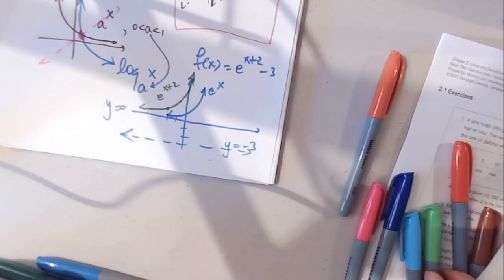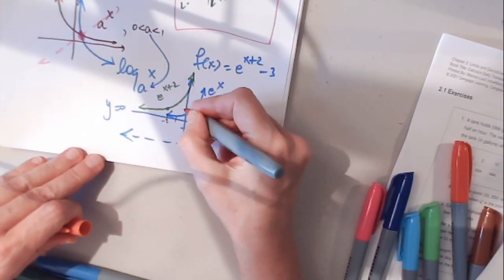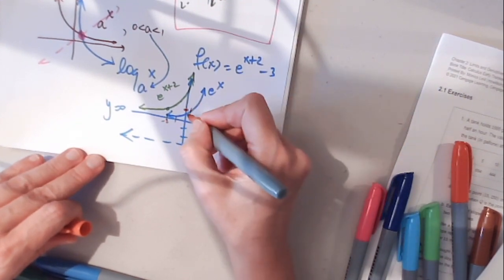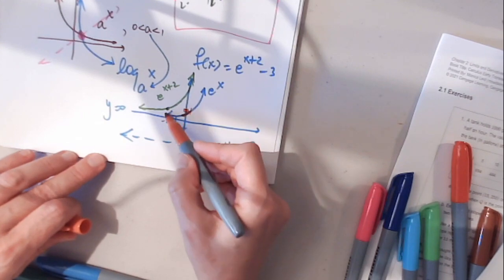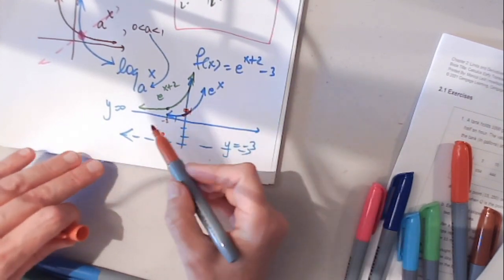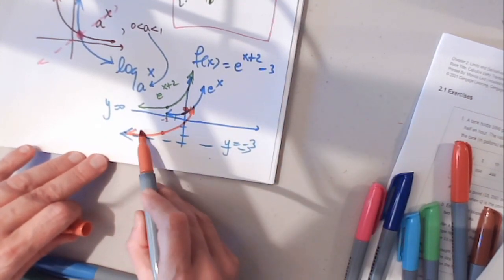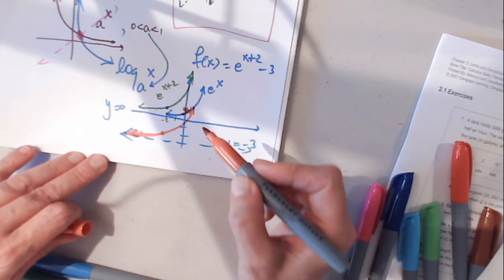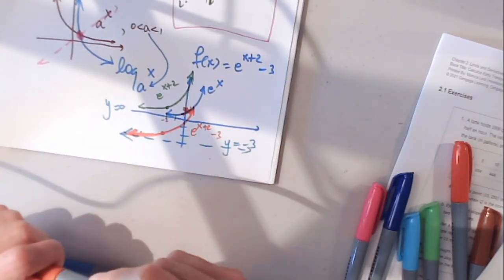After that, I can shift the function. So this point, which is at (-2, 1), should cross at the same point. I have to shift this 3 units down, and then the graph does not touch the horizontal asymptote. So this is e^(x+2) minus 3.